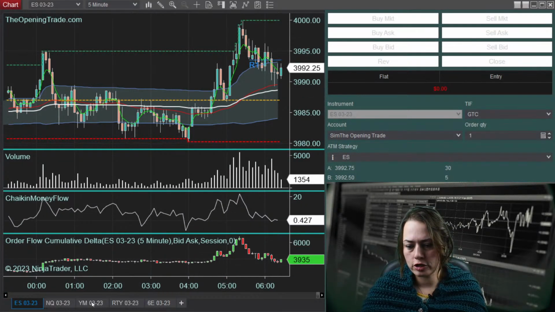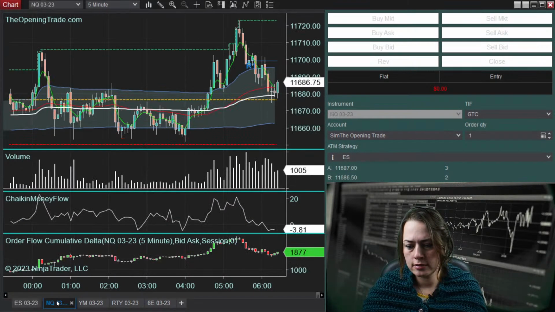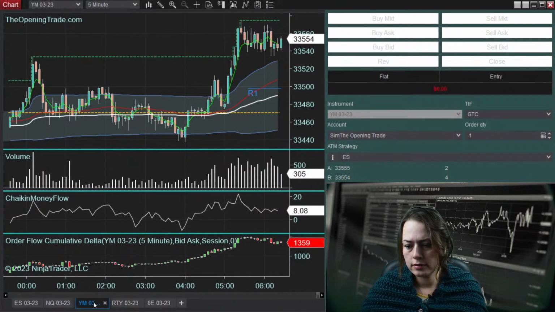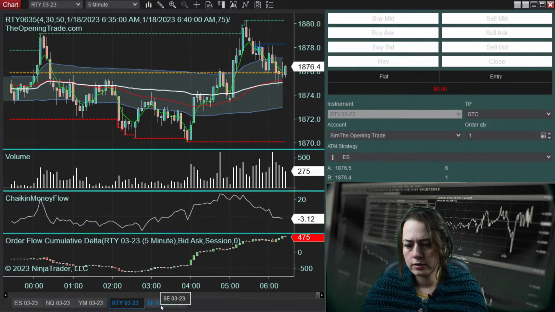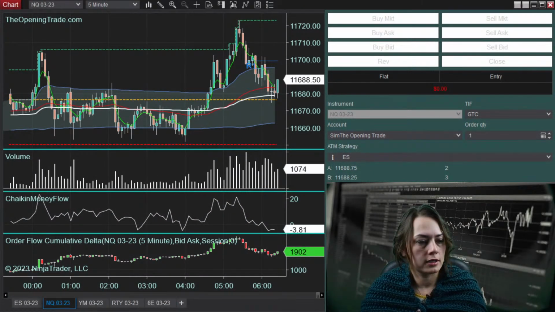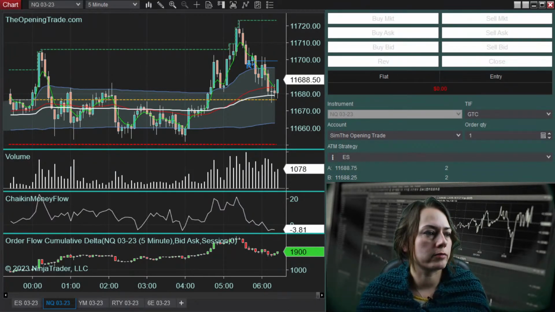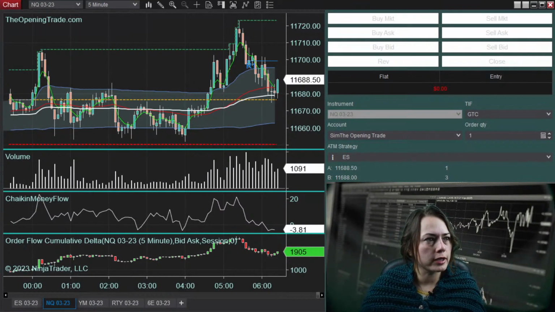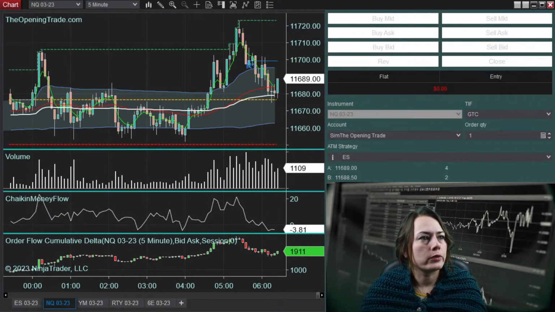Alright, we have our charts for today. They are all set up and they all have live data. Alright, so let's start out with looking at our current sim balance.